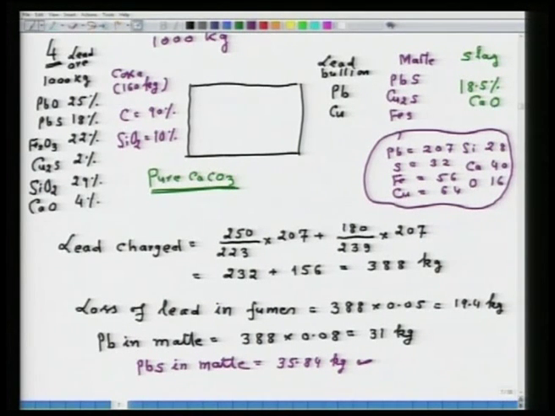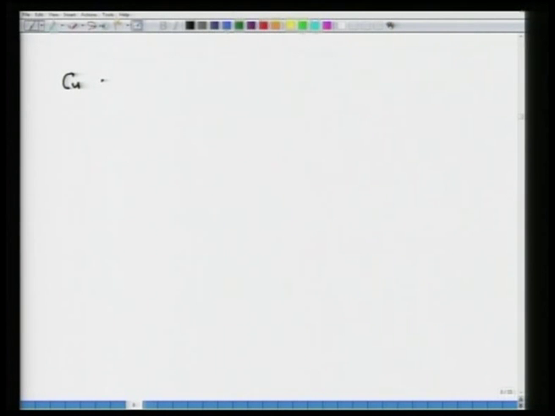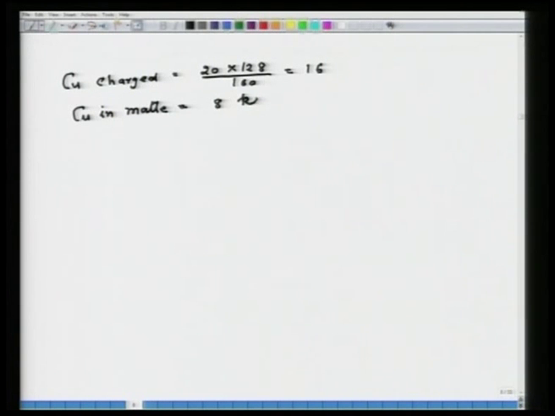Now, let us calculate Cu2S. For Cu2S, the copper charged is equal to 20 into 128 upon 160, that comes around 16. So, copper in matte, as the problem says, is equal to 8 kg. Therefore, the amount of Cu2S is equal to 10 kg. This is another component of the matte, and the rest of the copper is in bullion. So, the amount of lead bullion we can now calculate.